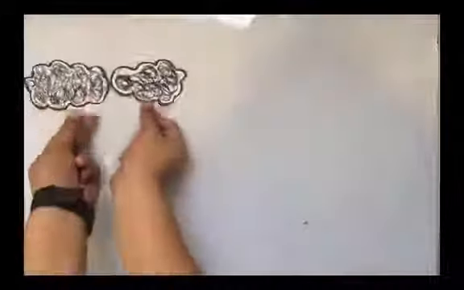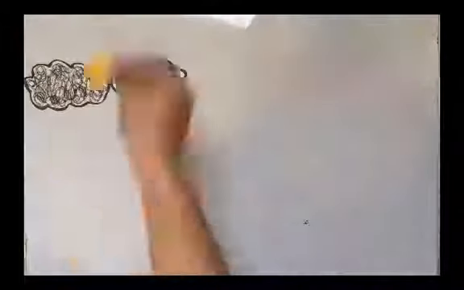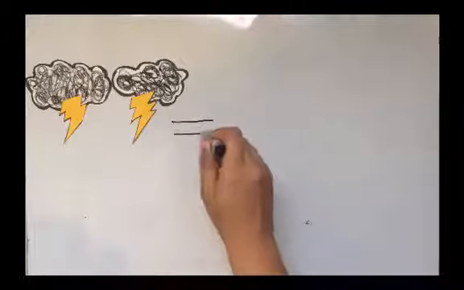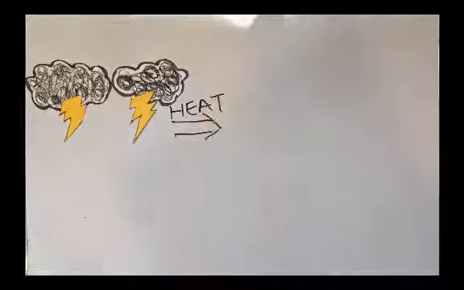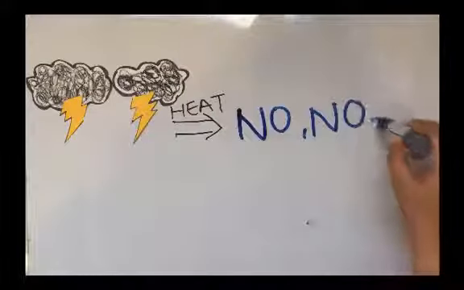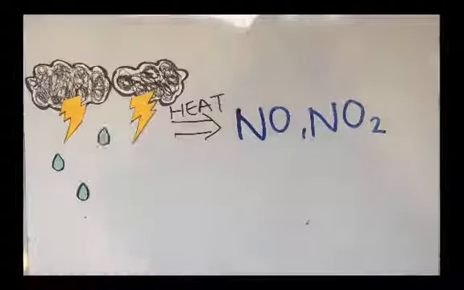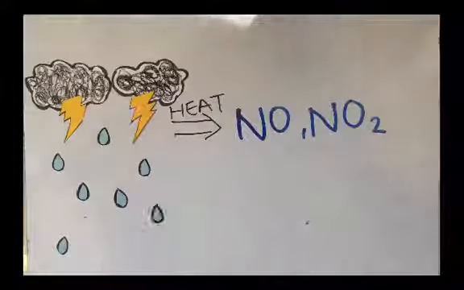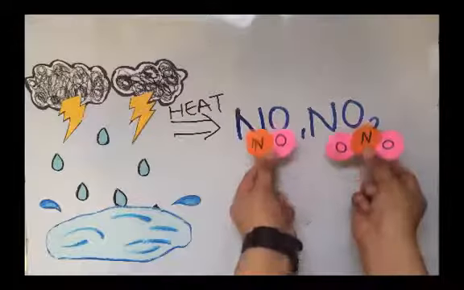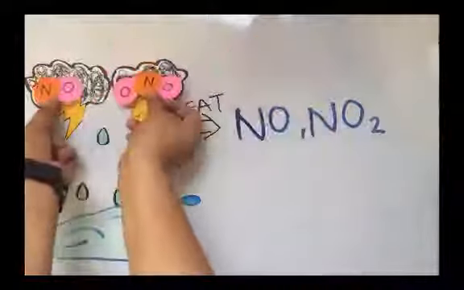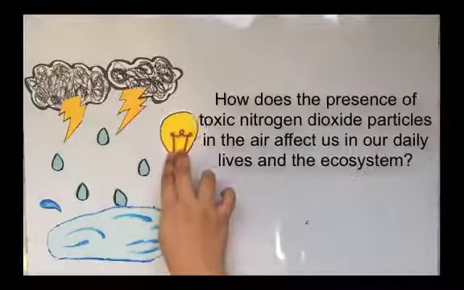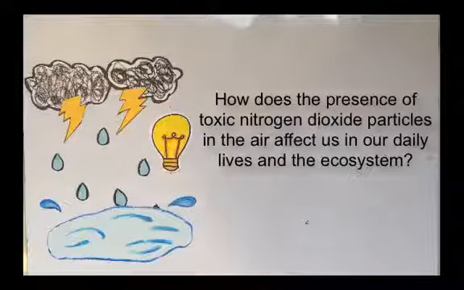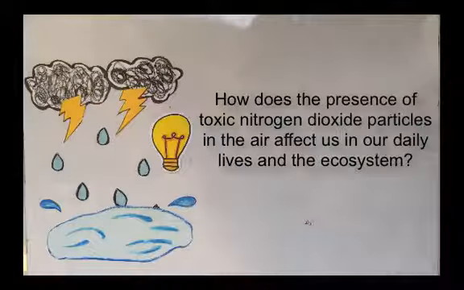Oxides of nitrogen can also be produced during natural occurrences such as thunderstorms. Heat energy released by lightning causes nitrogen and oxygen in the air to react and form the oxides of nitrogen. These oxides of nitrogen are then soluble in rainwater, forming acid rain. Now that you have heard of acid rain, can you guess how does the presence of the toxic NO2 particles in the air affect us in our daily lives and the ecosystem?